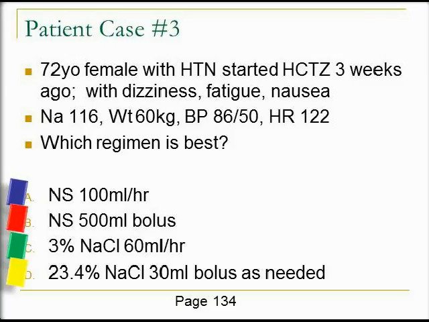So for the treatment of this patient, what do you think is best? Should we give her normal saline at 100 mils per hour? Should we give her a 500 mil bolus of normal saline? 3% saline at 60 mils per hour, or 23.4% sodium chloride, the concentrated sodium chloride, a 30 mil bolus as needed? What do you think?